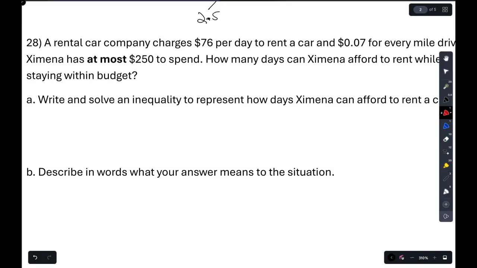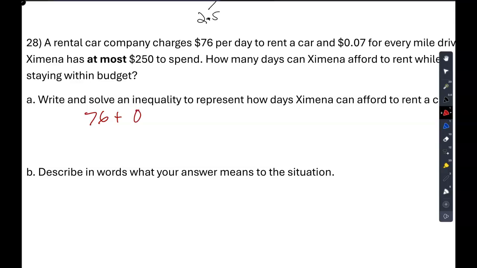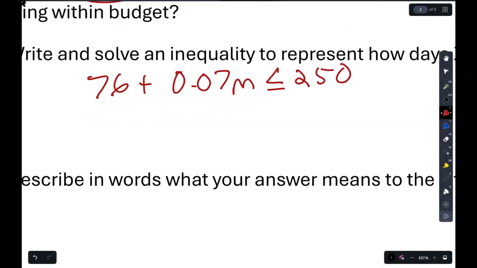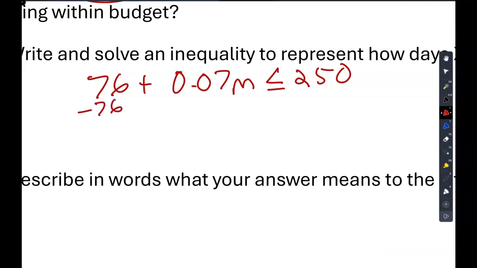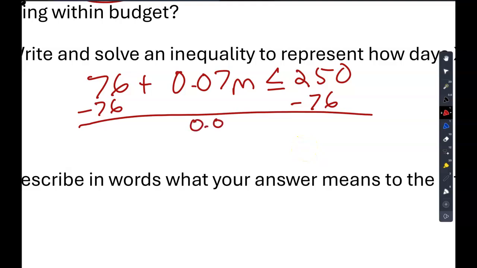So it's the $76, okay, plus 0.07 per mile. I'm using M for mile, and it has to be less than or equal to 250. That's the at most. All right, I'm going to zoom in here. I'm going to subtract 76 on both sides. Okay, 0.07M, bring that down. Less than or equal to 250 minus 76 is 174.